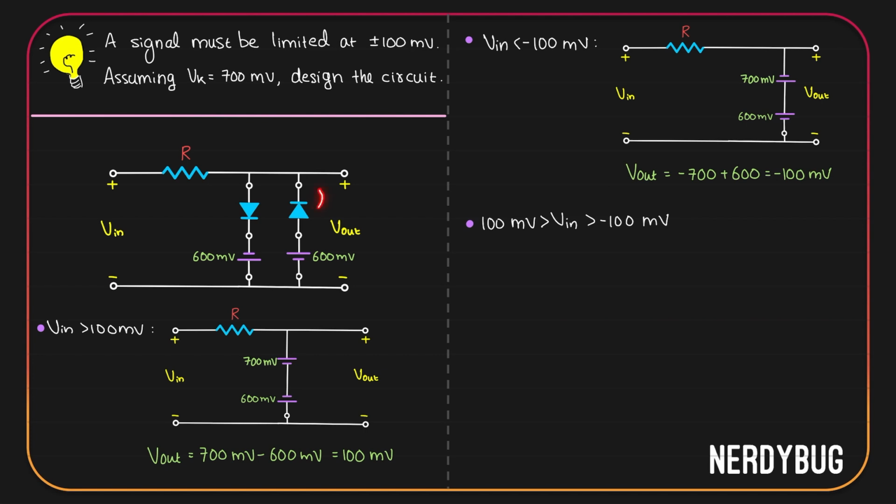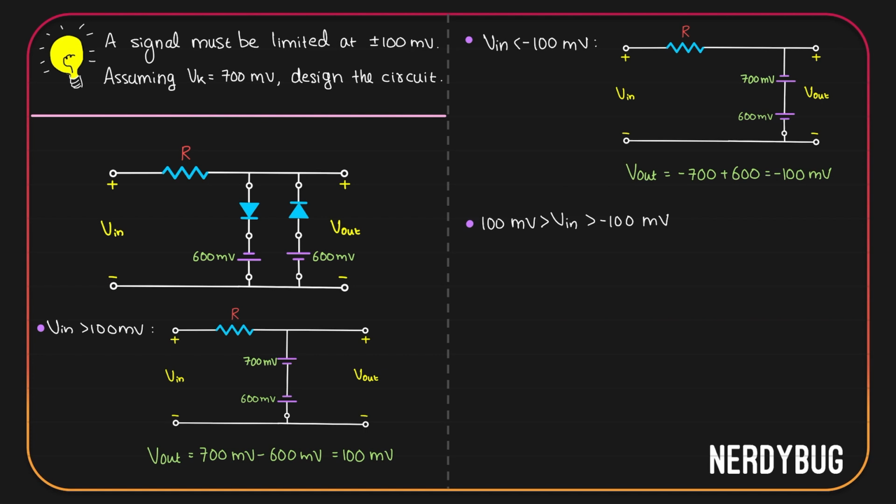Let us see the second diode. It has plus 600 millivolt on the P side from the cell. For it to be in forward bias, it needs at least minus 100 millivolt over here. So as long as V input is even more negative than minus 100 millivolt, this is going to be in forward bias. But over here, V input is greater than minus 100 millivolt. So this diode is also going to be kept in reverse bias.